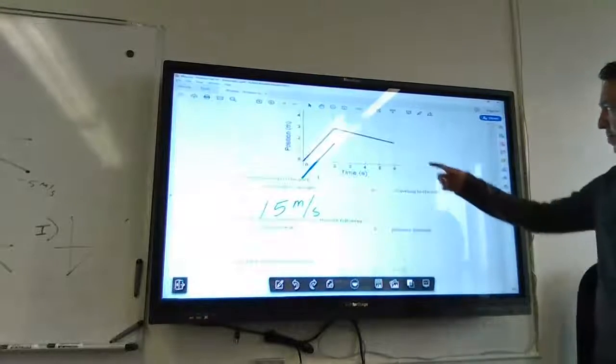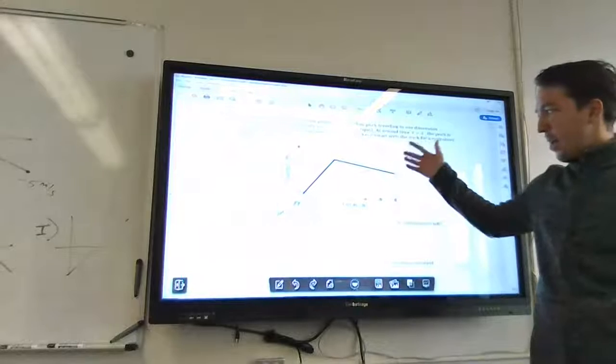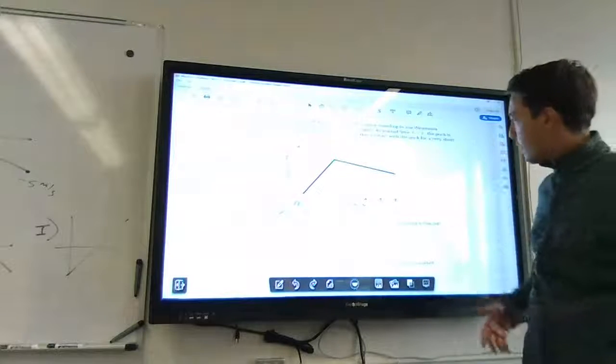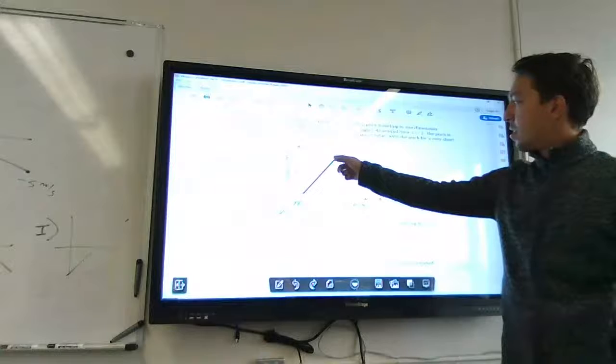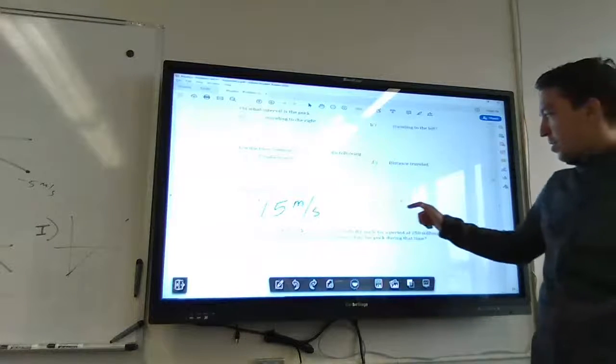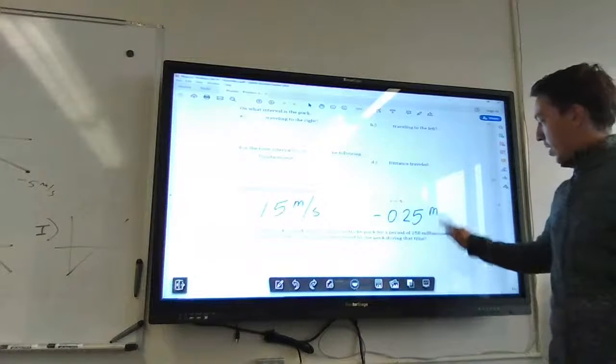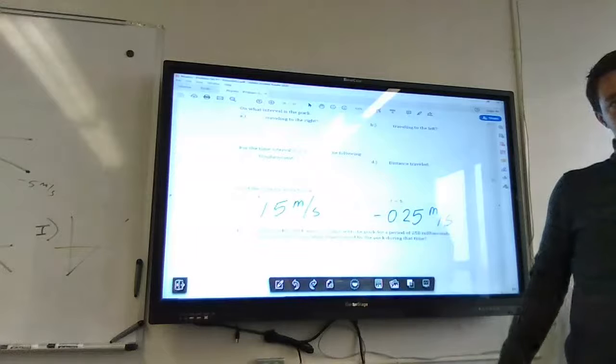Then at time 5, same story. Don't try to figure out where that point is. I mean, you could. It's at 2 1/4, I think, but we went down 1 meter and it took 4 seconds. So my velocity there is negative 0.25 meters per second. Are we okay with that, guys?